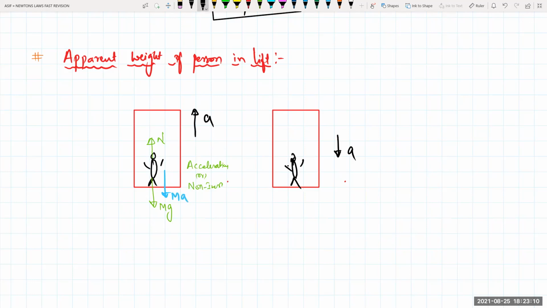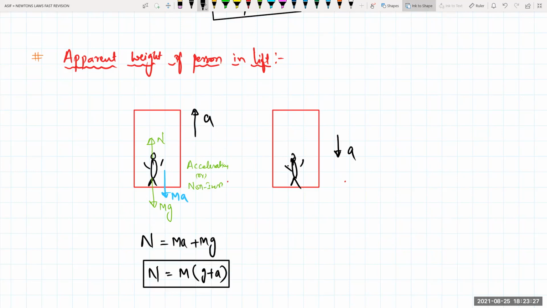Now, what will be the normal reaction for this one? N will be equal to m into a plus m into g. So N will be equal to m into g plus a, or a plus g, anything. This is the normal reaction. Clear?